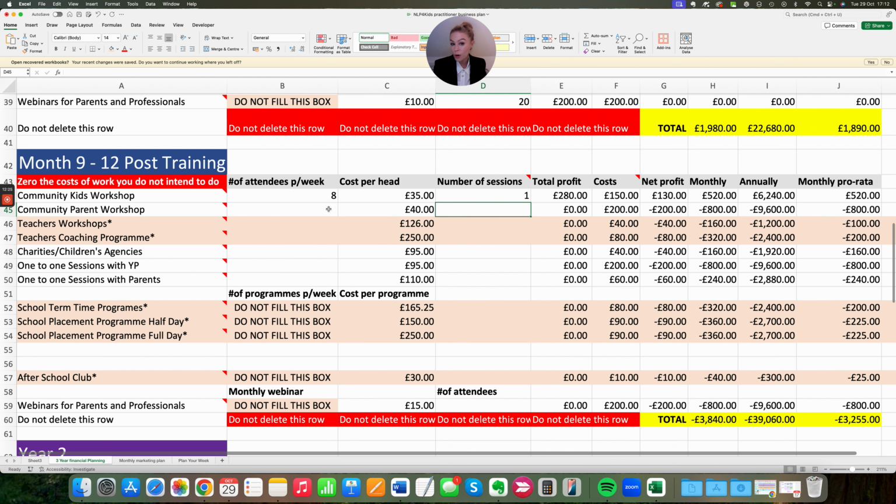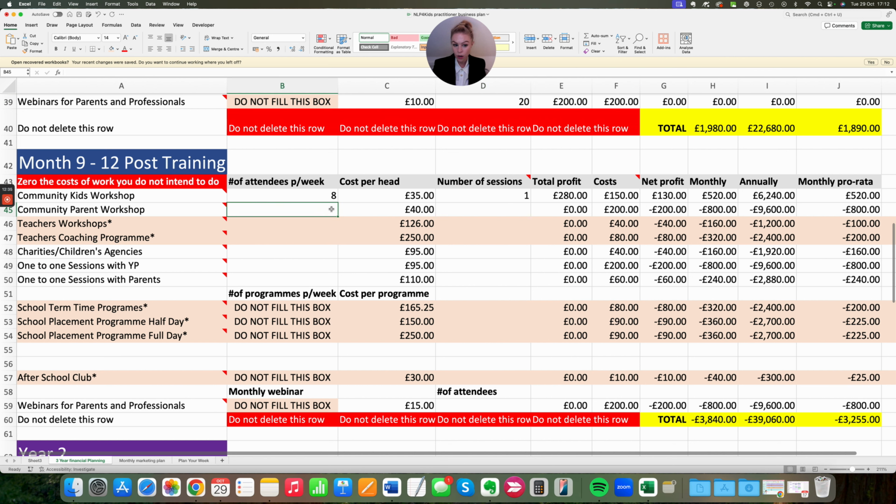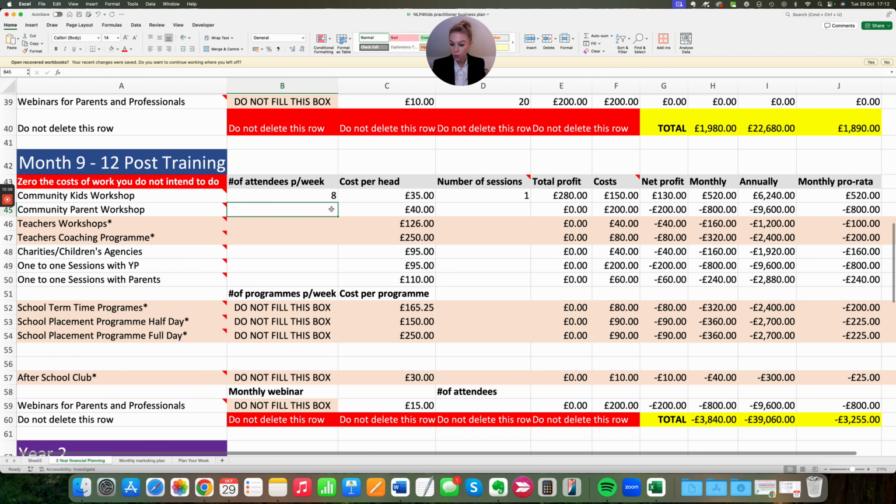And then it might not be worth your while doing it. Or you might want to do it anyway because you know eventually you're going to build those numbers up and get more attendees coming. Do we want to do any parents' community workshops? Maybe, maybe not. I think we'd said we're going to do webinars for parents and professionals.